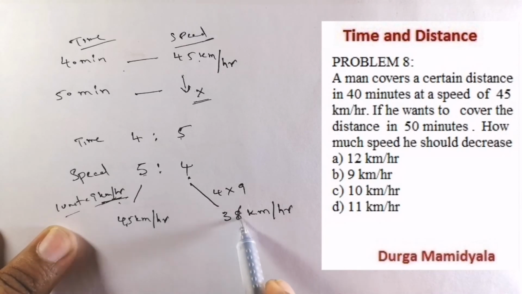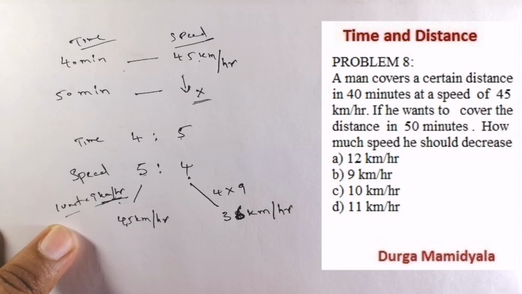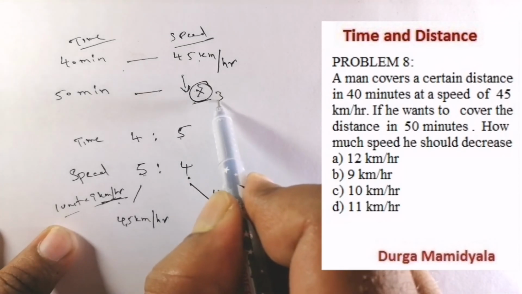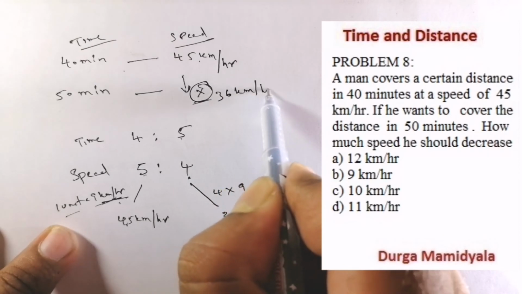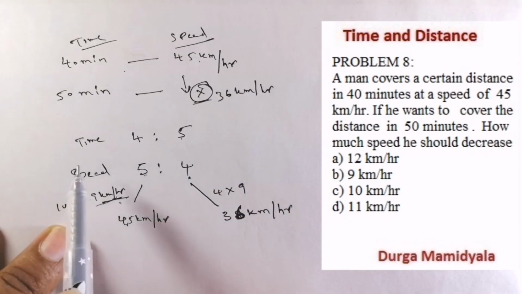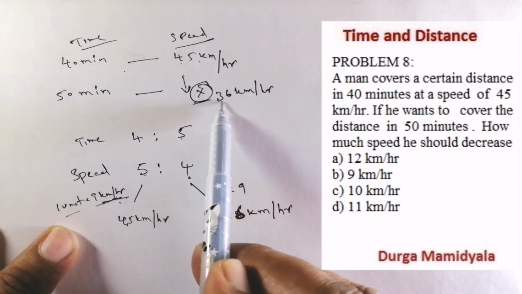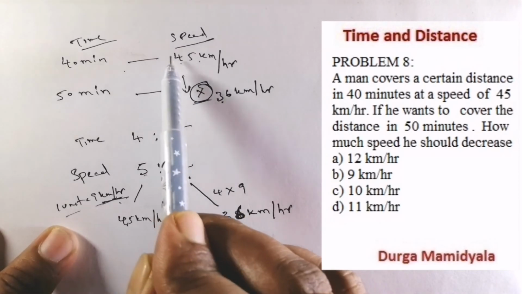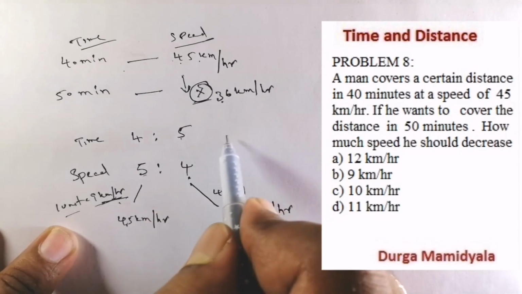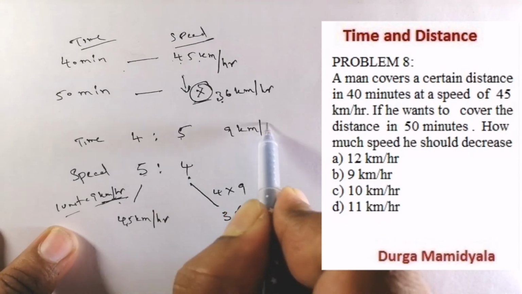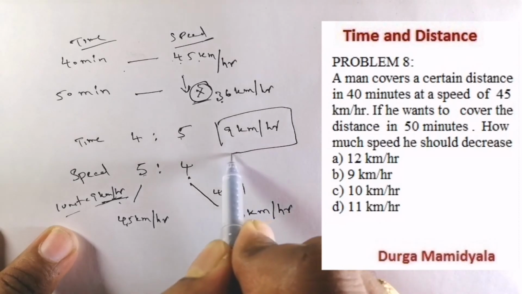Sorry, 36 km per hour. Now we have observed, we have got this value. What is this? This 36 kilometer per hour. So what we have asked in the question, how much he should reduce his speed. So from 45 you have to reduce to the 36. That is what? 45 minus 36 is what? 9 kilometer per hour. So you have to reduce his speed by 9 kilometer per hour.